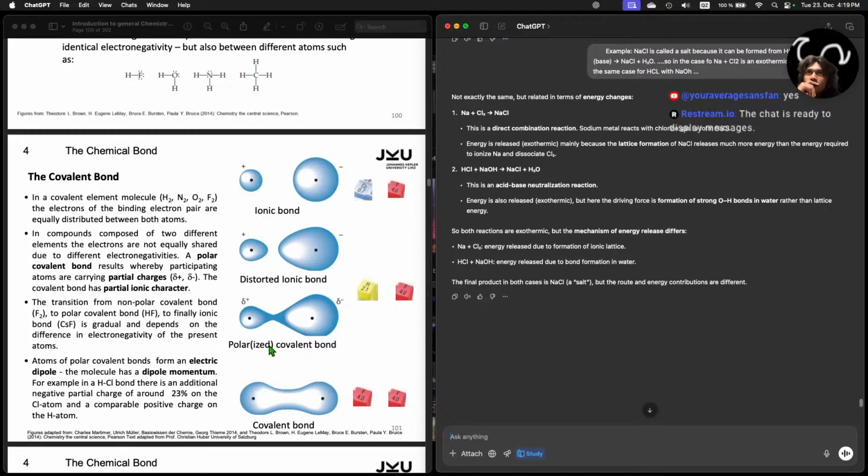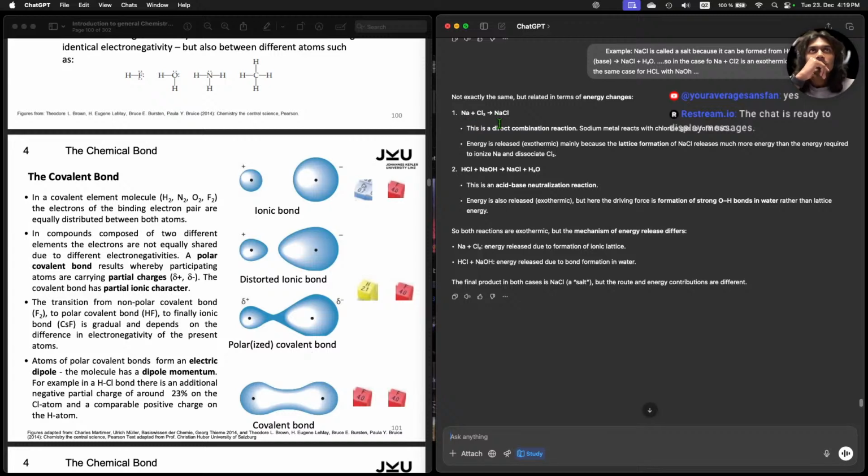Distorted ionic bond, polarized covalent bond, covalent bond. Not exactly the same, but related in terms of energy changes.